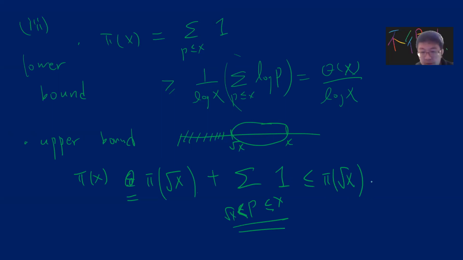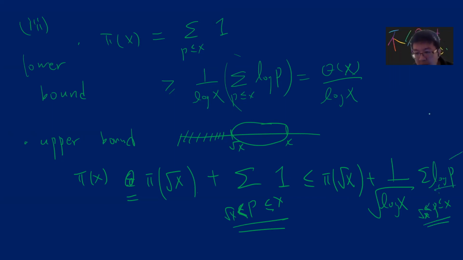I replace this 1 by log p. So I could just use 1 over log x, taking the square root of x, because now I take this and divide and choose log p. So this is p greater than the square root of x, so this is log p, but the smallest one should be log of square root of x.